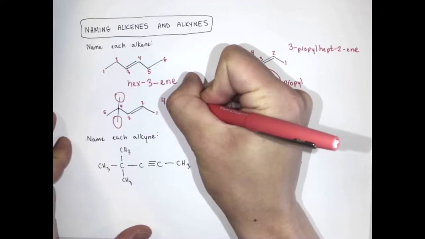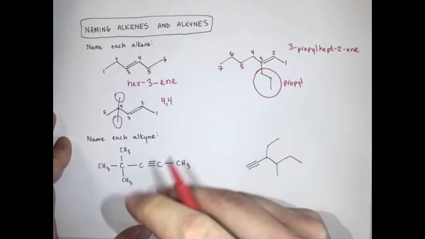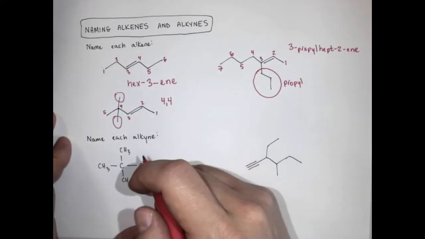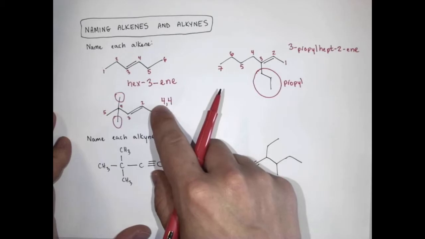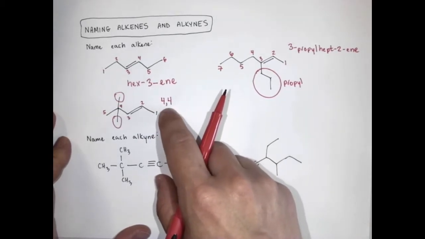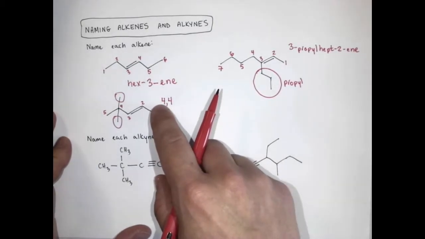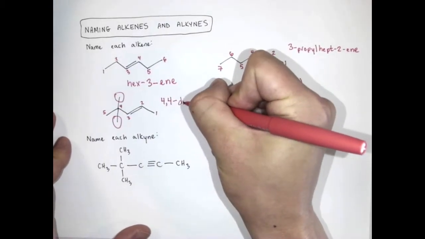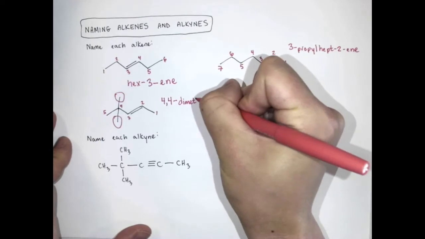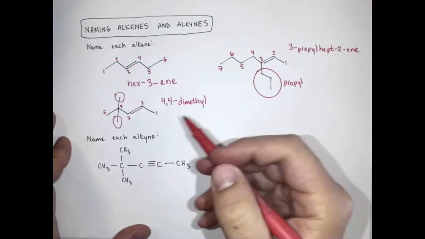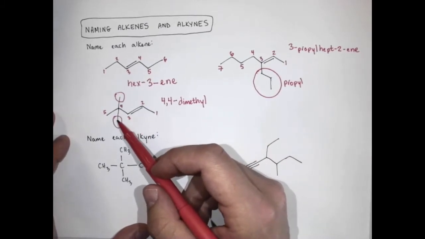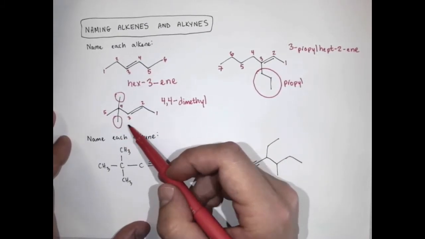Here's a bit of a trick, some new thing that you might not have seen before. If I have two things coming off of the same carbon on the main chain, I write the number of that carbon twice, separated by a comma. So in this case, I'll write 4, 4, and indicate that I have two methyl groups. I write dimethyl. So 4, 4 dimethyl indicates that I have two methyl groups coming off of carbon 4.